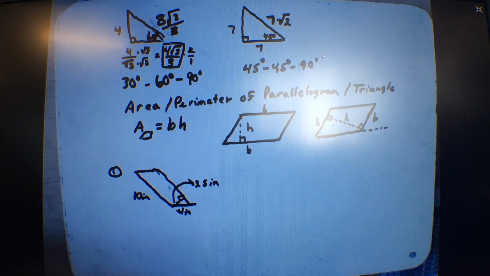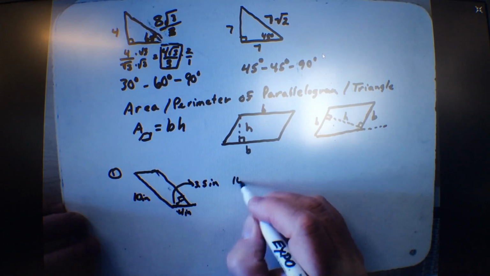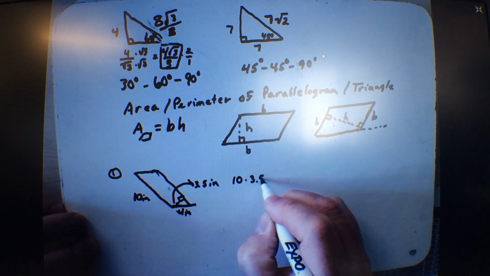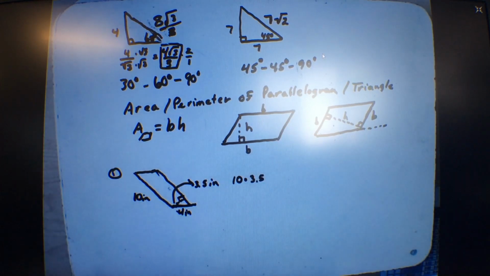What two numbers do I multiply together? 10 and 3.5. How does she know that? Why not 4 and 3.5? If you want to look at this picture, it's on page 726. It's at the top of the page.